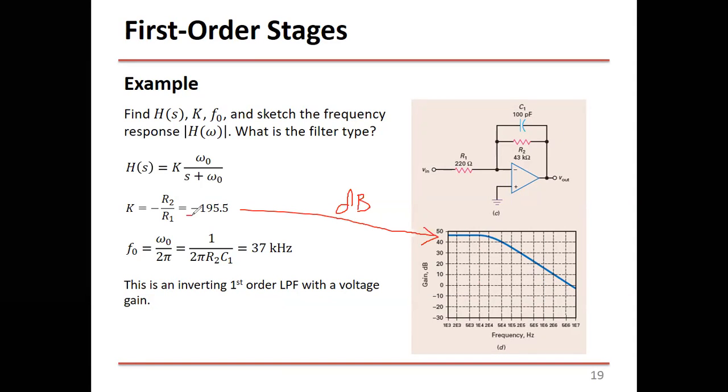And again, the negative you should remove when you take the dB, because there's no dB for a negative number. This should appear in the phase. Okay, phase response. And the frequency is the corner frequency here. So this is again another example of a low pass filter using an inverting amplifier.